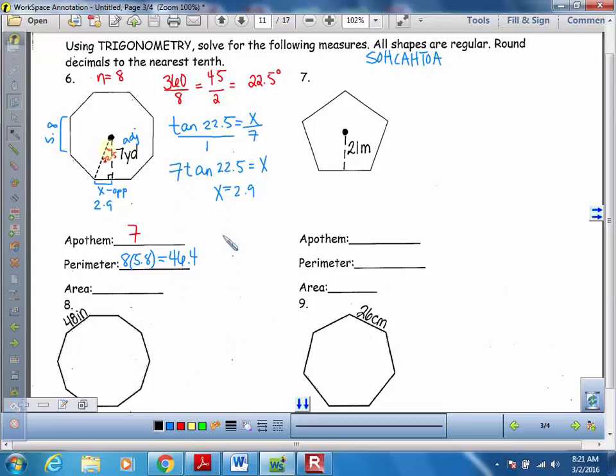Now we're ready to find the area. So I know my area is going to be 1/2 times perimeter, which is 46.4, times the apothem, which is 7. When you plug that into your calculator, you should get that the area is 162.4 yards squared. So trig isn't that bad. You just want to make sure that you remember your SOHCAHTOA.